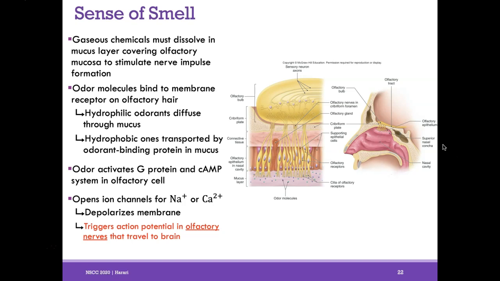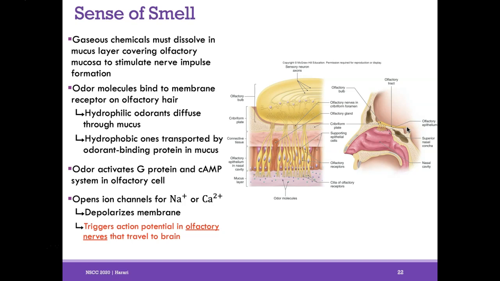So we have the cilia in the upper portion of the nasal passage, and then they have to go through the cribriform plate. We have to go through the bony portion, through these little foramina, and that's where they interact with the olfactory bulb. And the olfactory bulb leads through the olfactory tract to the olfactory cortex.